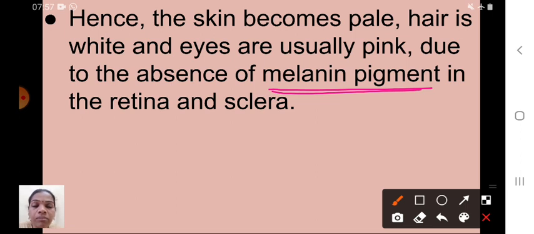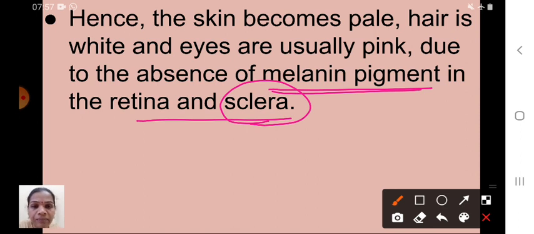Why? What is the reason? Because of the absence of melanin pigment in their body. And in red, see here, the eyes are usually pink due to the absence of melanin pigment in the retina and sclera. Retina, that is the back side, the thin layer of the eye. Okay, sclera means, see here in your eye, children, that white color part, that is called what? Sclera.